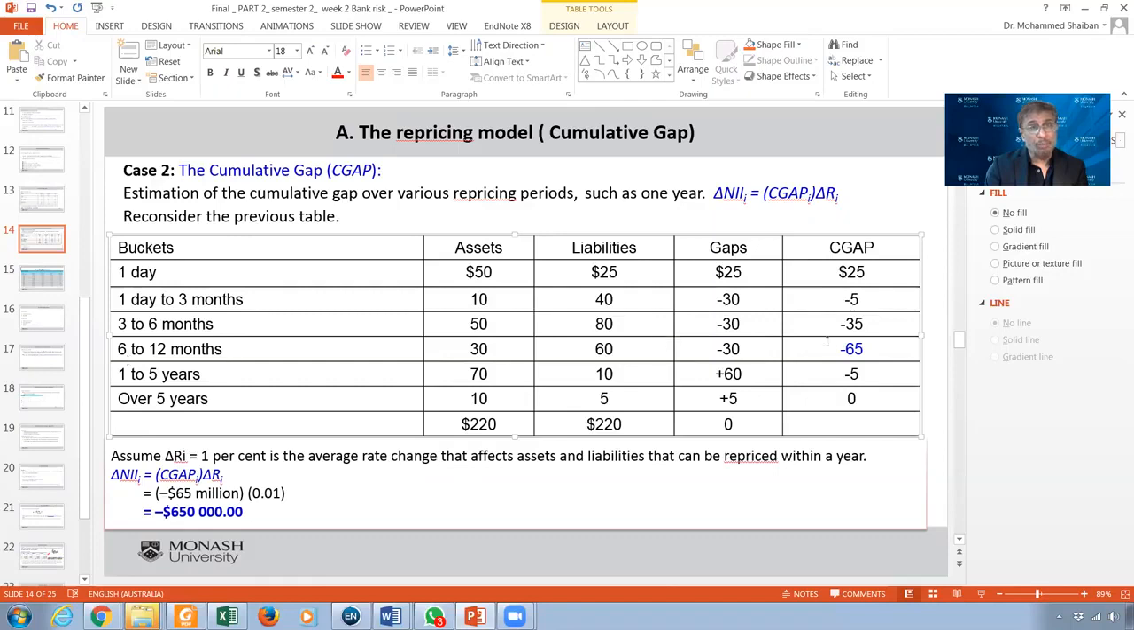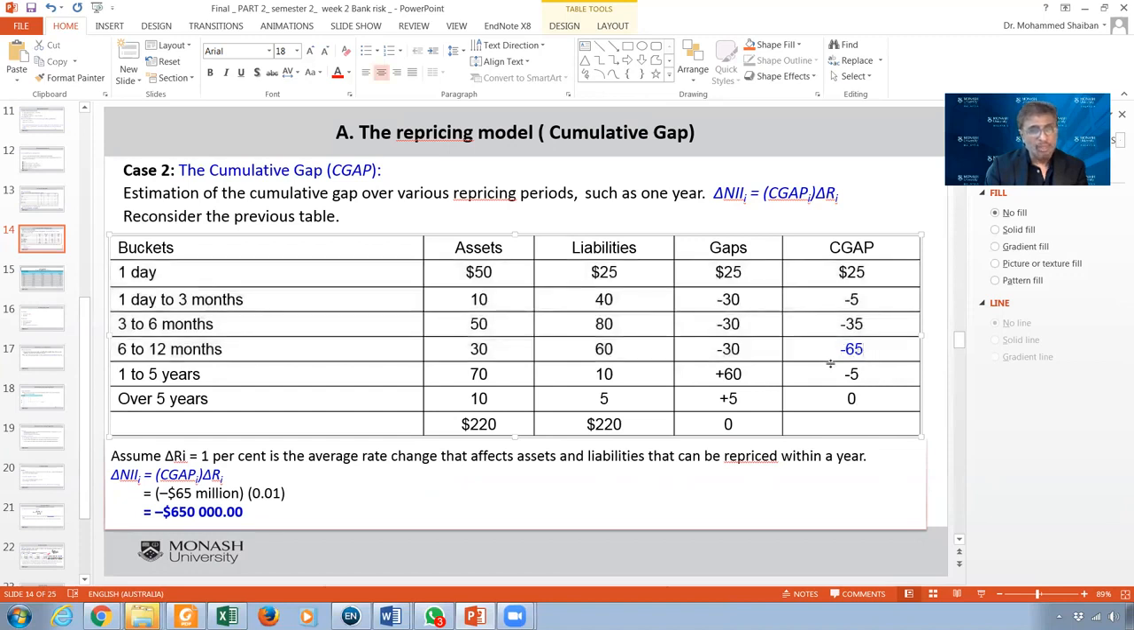Up to 1 year, you will find it minus 65, because you will add all of those, okay? And then you can add this 65 minus 60, so minus 5. Anyways, now if the interest rate increases by 1 and you want to get the pricing within 1 year, which is all of those up to here, which is the gap of minus 65.